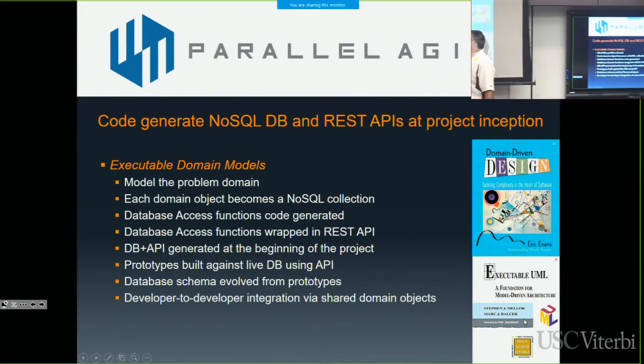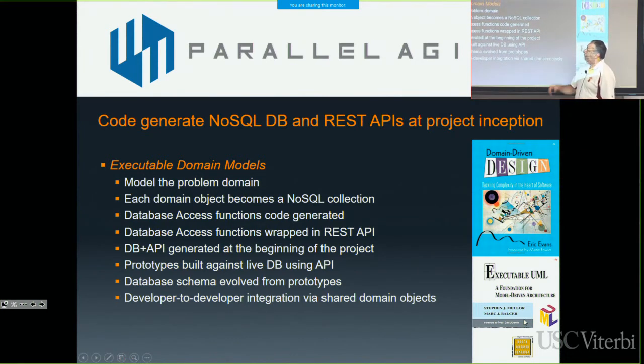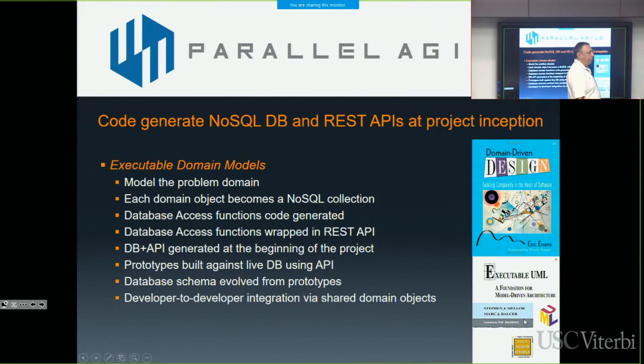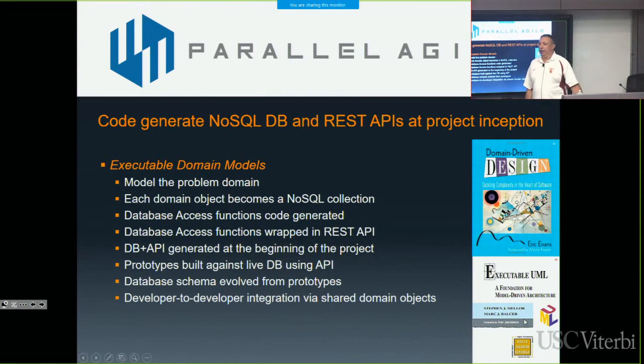So we model a problem domain on a UML class diagram. Every domain object becomes a NoSQL collection. All the database access functions are code generated. Then they're wrapped in a REST API. And here's the key: we do this right at the beginning of the project. Right at project inception, we model the problem domain and then code generate it. We immediately have an executable backbone or backplane that everybody's code can plug into, and that includes prototype code. When we prototype, we're not just prototyping screens, we're prototyping against a live database.